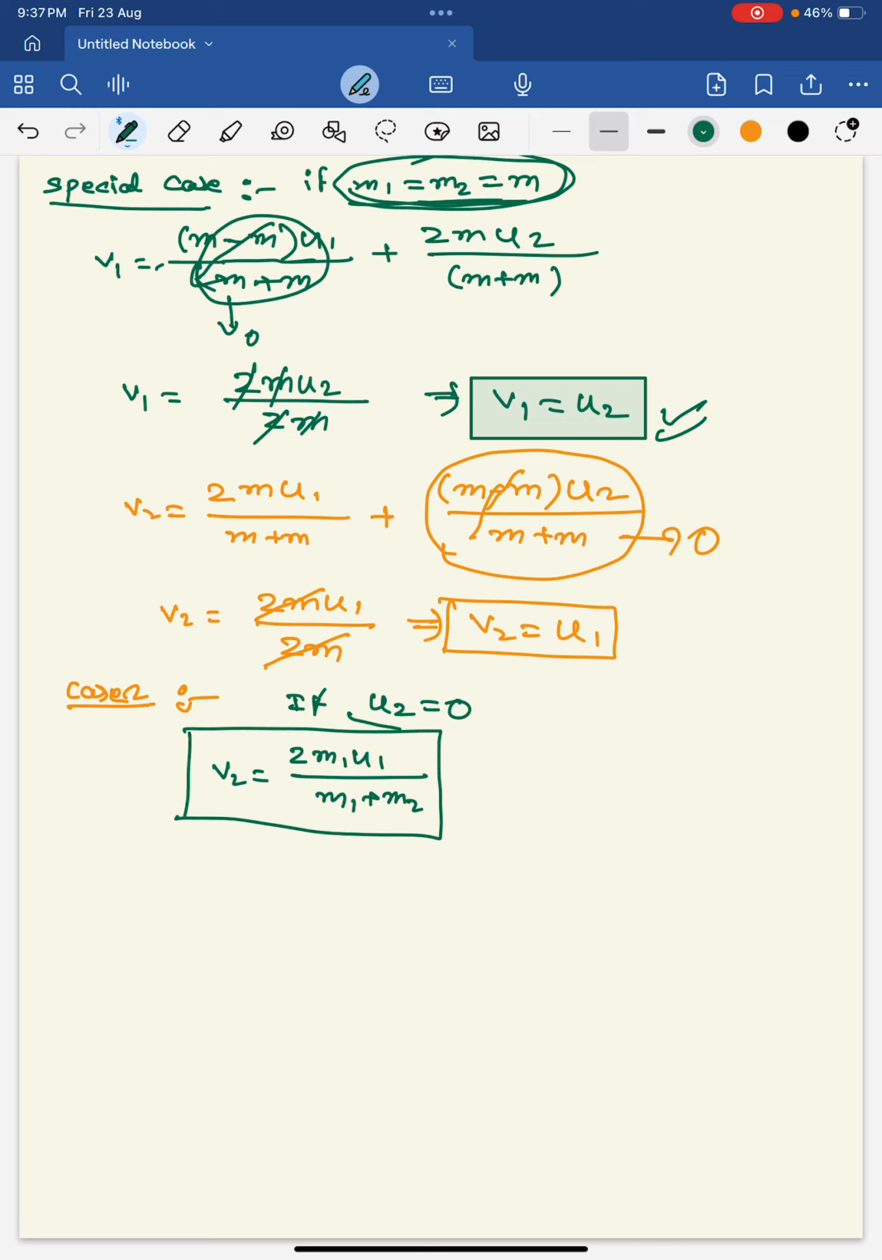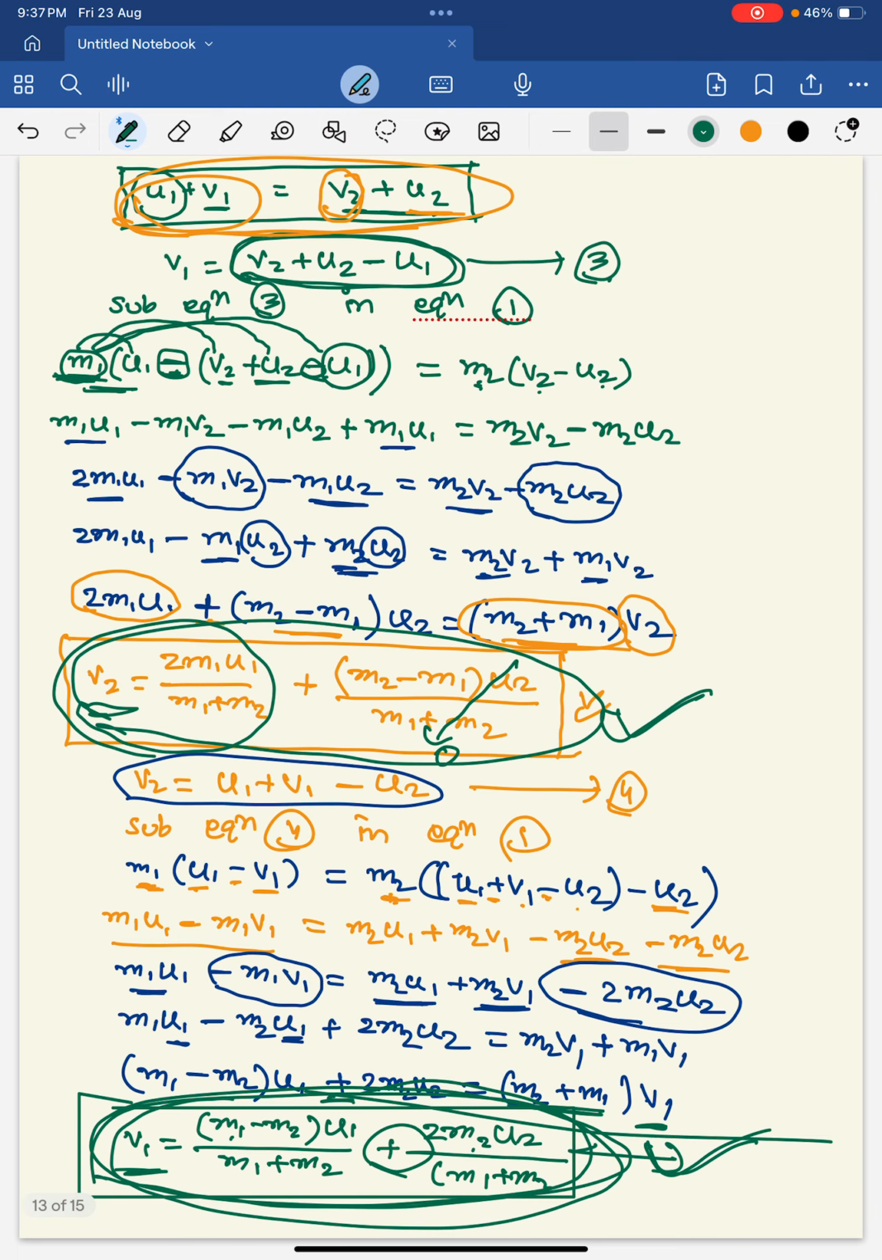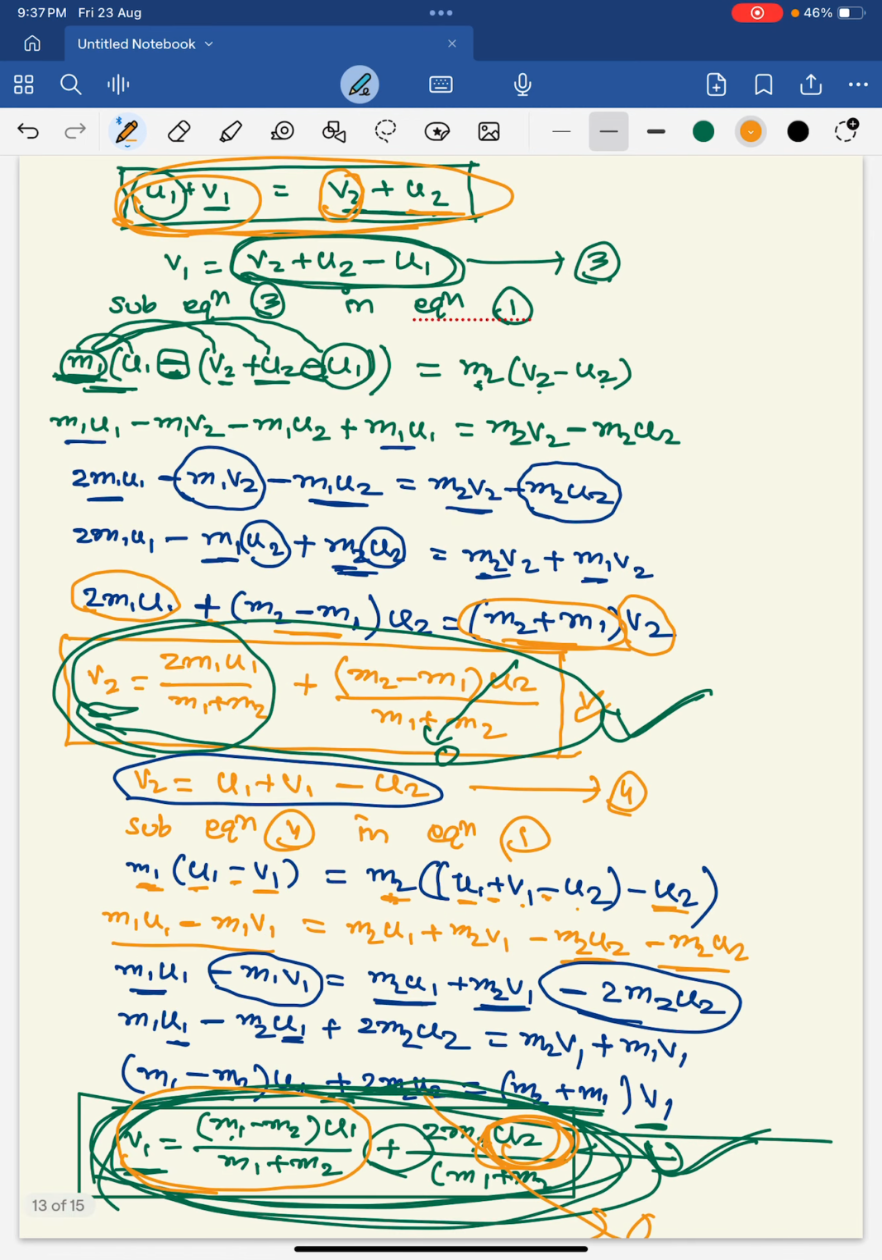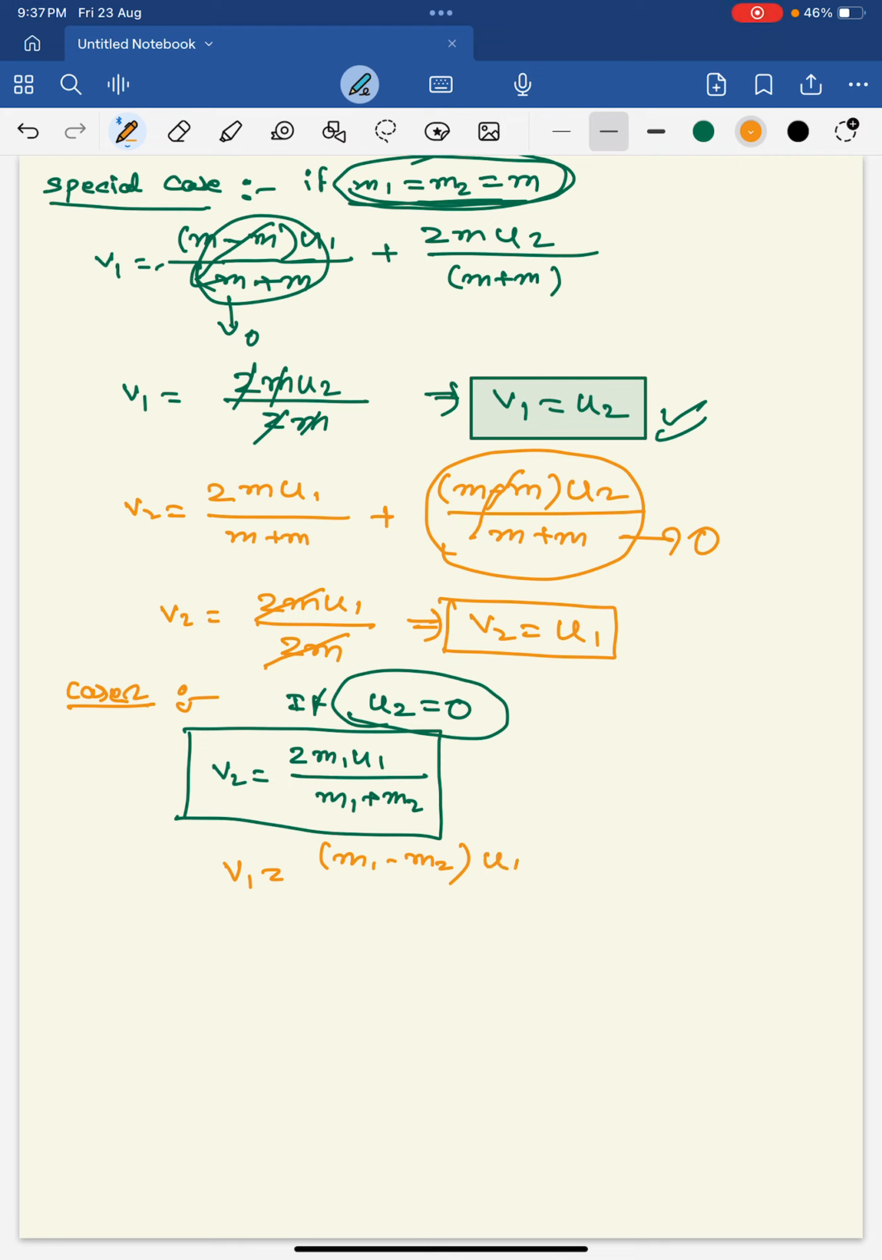Now the same condition, u2 is equal to 0, I am going to substitute in the V1 formula also. So u2 is equal to 0 means this term becomes 0, because here u2 will be there. If anything is multiplied with 0, you will get 0. What is the rest of the equation? Only this much. So V1 is equal to m1 minus m2 into u1 by m1 plus m2. Okay, so I hope you understand.